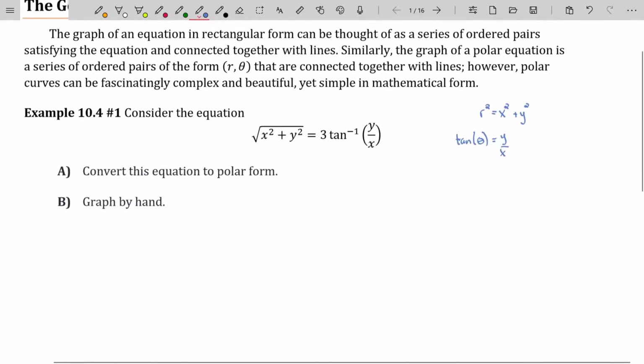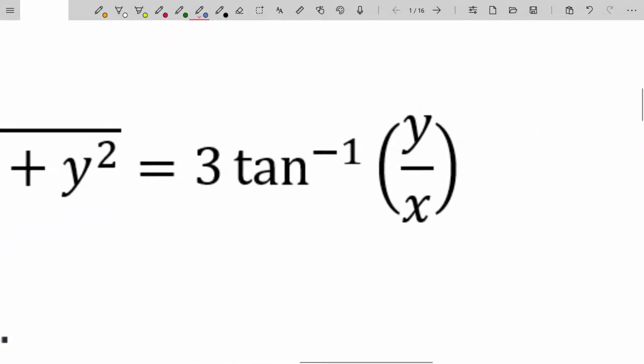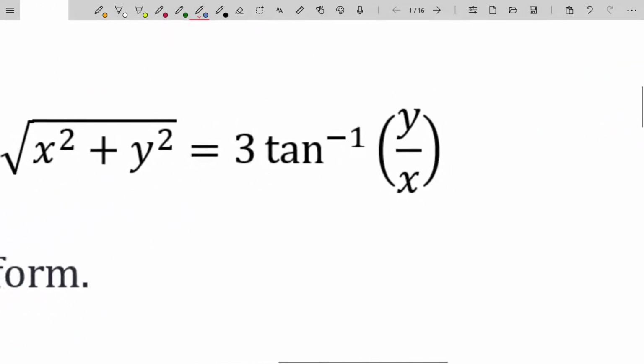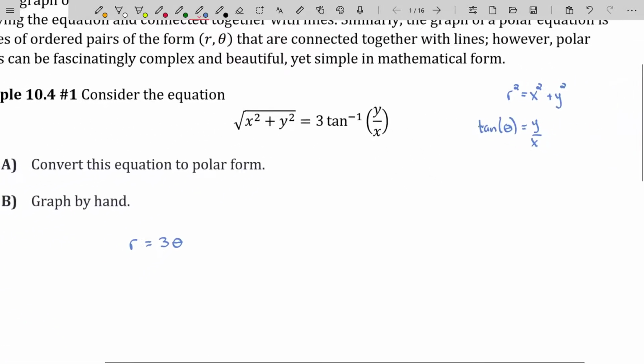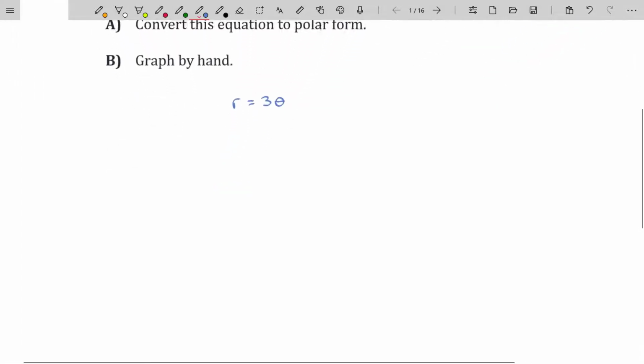But still, converting this equation to polar form, that square root of x squared plus y squared can be rewritten as just r. And that tangent inverse can be written as theta. That's it. Now, one thing I still need to mention is that the tangent inverse only returns angles between negative pi over 2 and positive pi over 2. So that's going to be a slight restriction on this curve. But let's go ahead and graph this curve by hand.